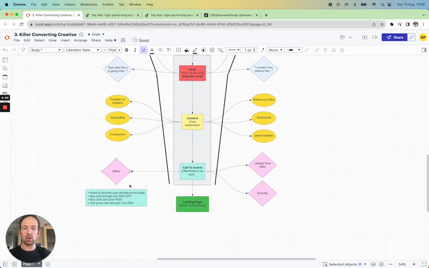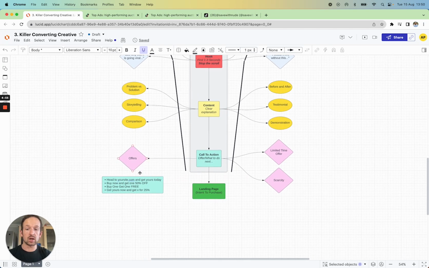So here is then where you can look at the potential conversion. So it could, for example, have offers. So head to our site and get yours today. It could be buy now and get 150% off.